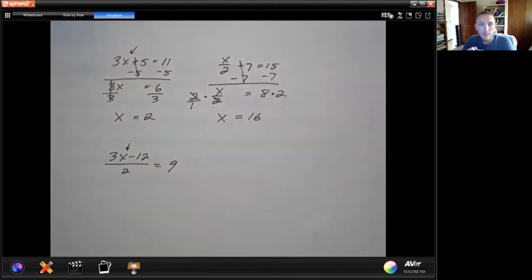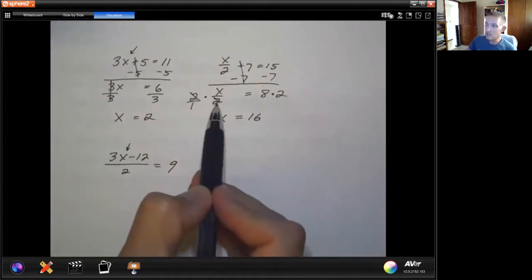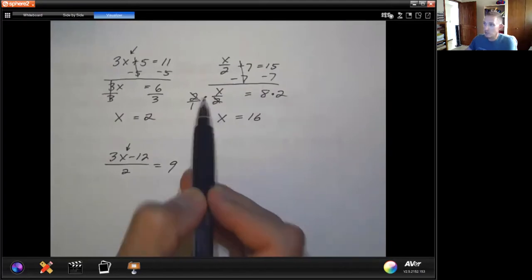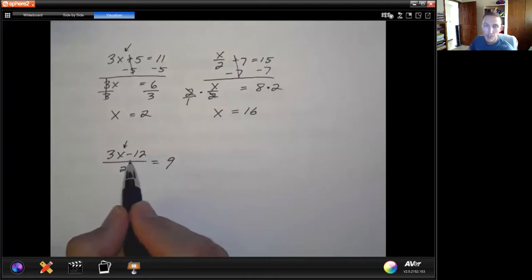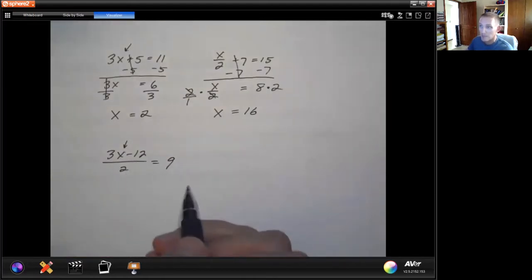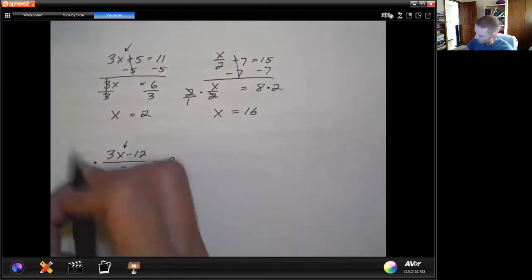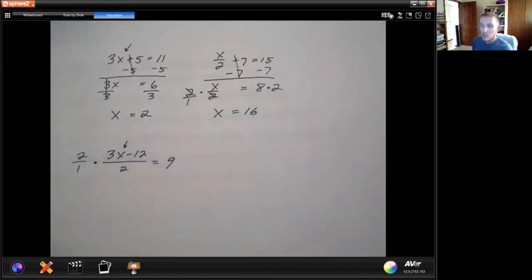Anytime something's trapped in a fraction, we want to free it from the fraction. Well, what makes a fraction? It's division. Well, think back to example number 2. I undid division with multiplication. Well, because this entire thing is trapped, I cannot undo the minus 12 yet because it's trapped in a fraction. So we're going to free it from the fraction by multiplying the entire thing by 2 over 1.